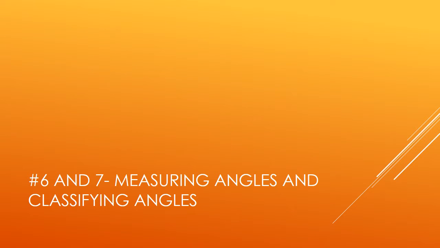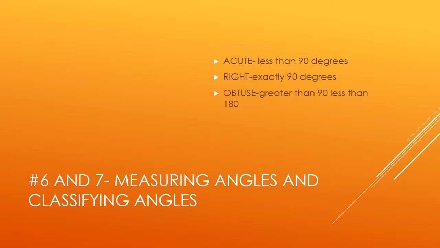Number 6 and 7, measuring angles and classifying angles. Okay, it's important to know these facts about angles for classifying them. Acute is less than 90 degrees. Right is exactly 90 degrees. Obtuse is anything bigger than 90 but less than 180. And then a straight angle is exactly 180.